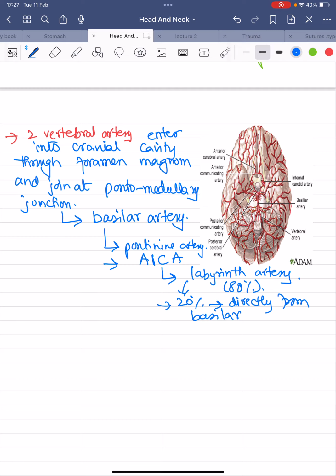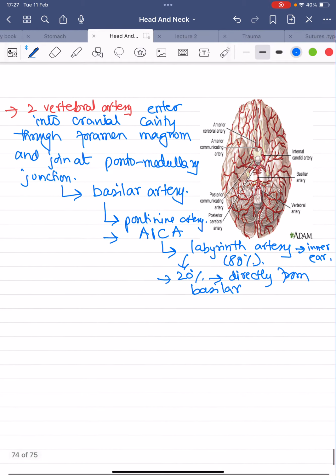Please remember, the labyrinth artery supplies your inner ear. In 80% of the population, the labyrinth artery comes out from the anterior inferior cerebellar artery, but in 20% of people, it comes out directly from the basilar artery. It also gives a branch known as the superior cerebellar artery.